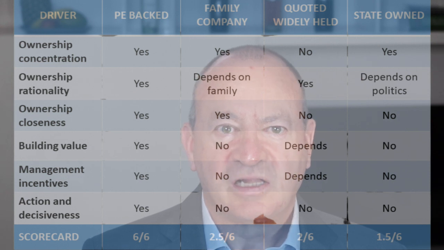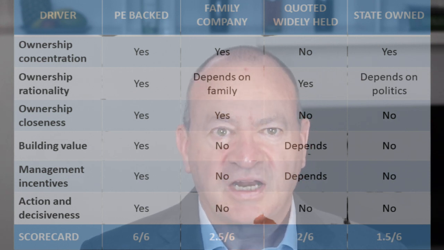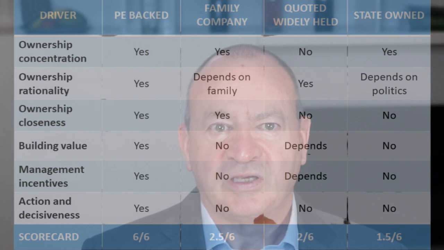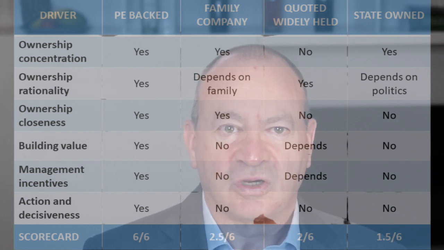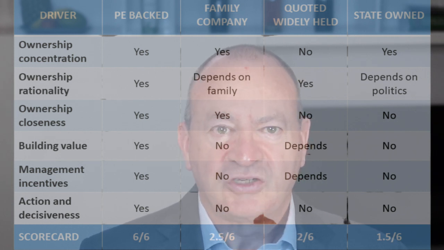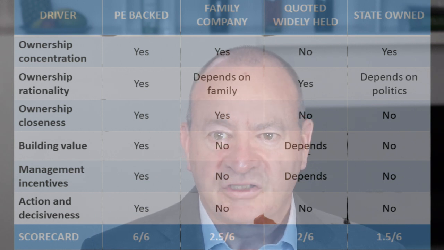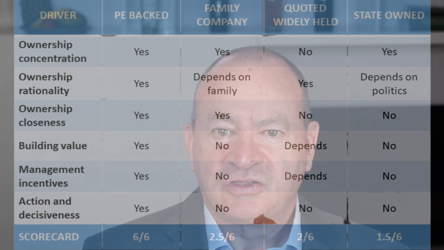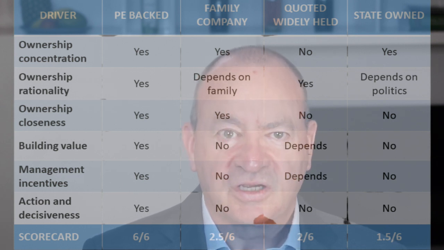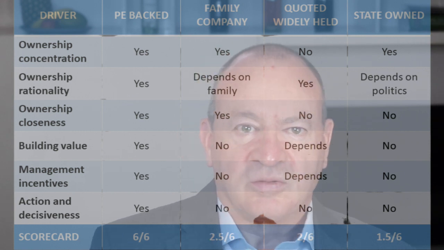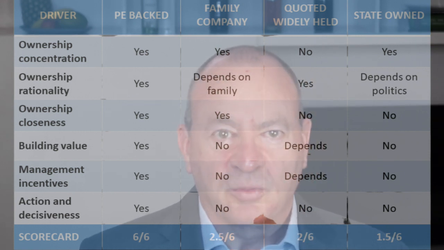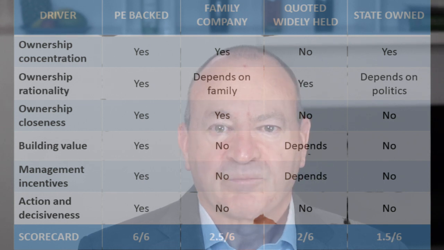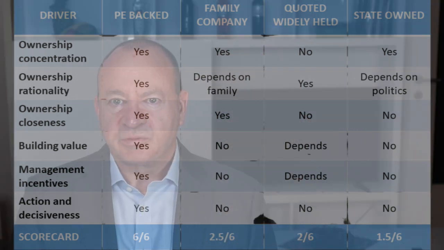A quoted, widely held company, yes, there is ownership rationality. The owners of these companies will be insurance companies or pension funds, managed by fund managers who are more distant than the private equity manager, but are rational economic actors as well. A state-owned company, well, it will depend, because we have politics, we have jobs coming in, we have unions. So again, is the state a rational economic actor? Not always.